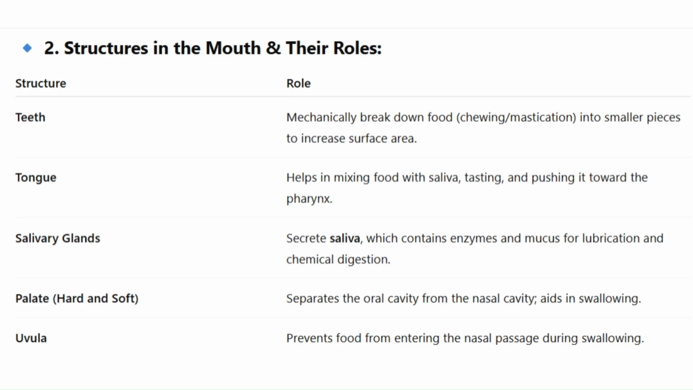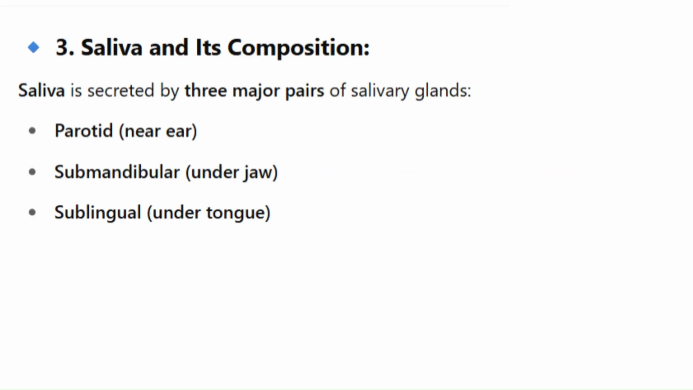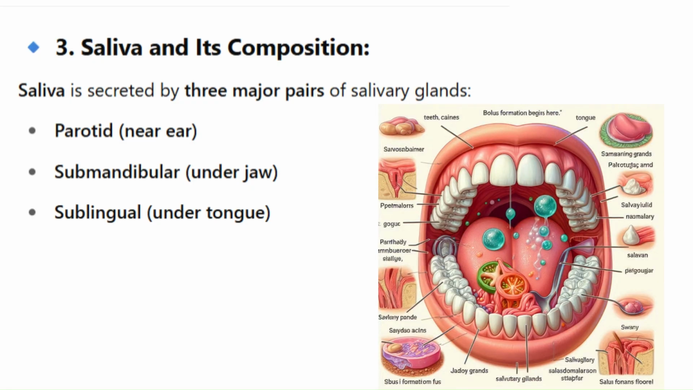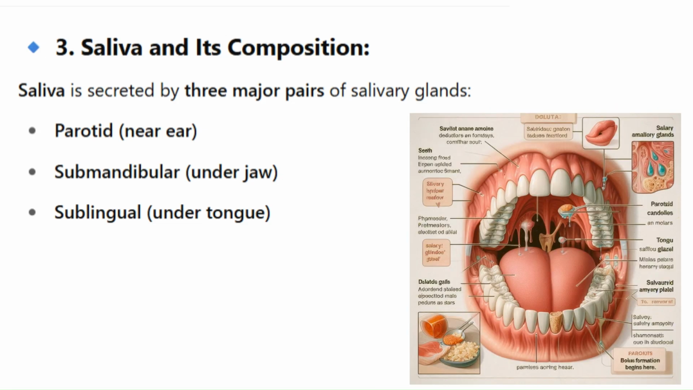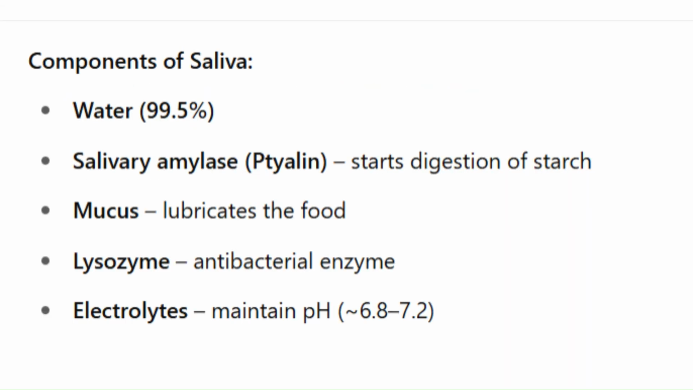Salivary glands will secrete saliva, which contains enzymes and mucus for lubrication and chemical digestion. Palate, hard and soft, will separate the oral cavity from the nasal cavity, and aids in swallowing. At last, the uvula will prevent food from entering the nasal passage during swallowing. 3. Saliva and its composition. Saliva is secreted by 3 major pairs of salivary glands. Parotid, near ear. Submandibular, under jaw. Sublingual, under tongue.